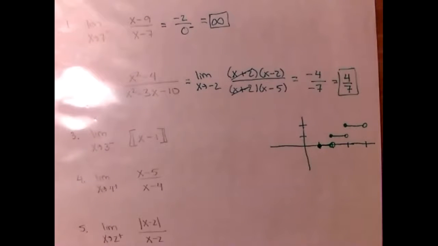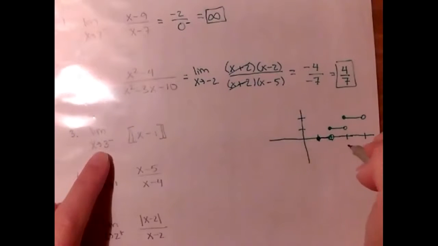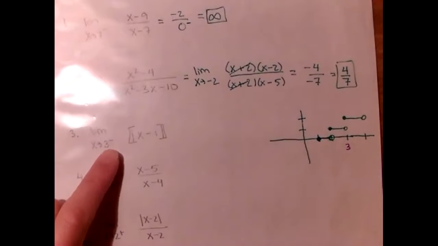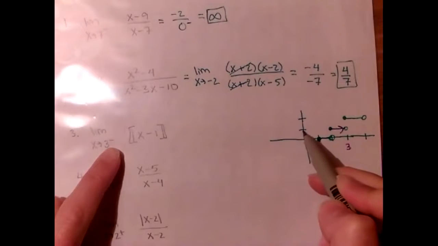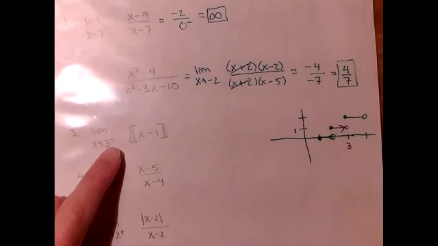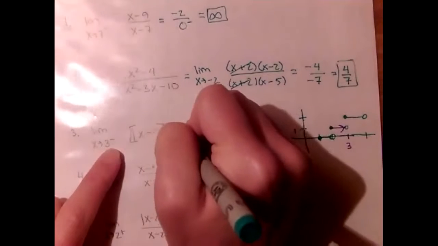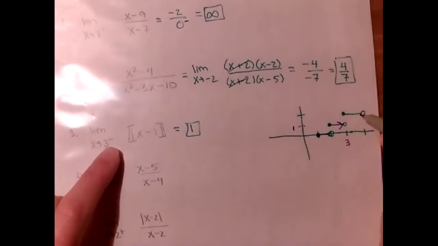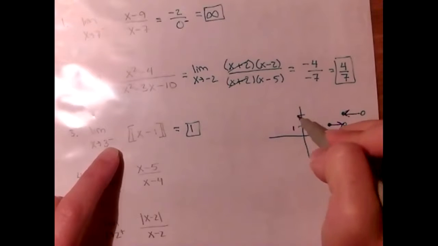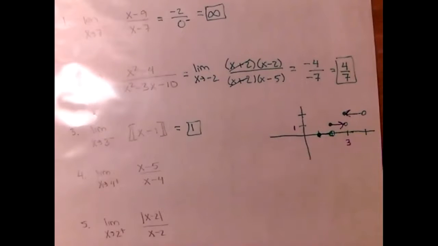And let me get another color here. We are approaching 3, which is right here. And we are approaching it from the left. So here is us approaching 3 from the left. I realize there's a hole there, but it doesn't matter. As we approach 3 from the left, that y value is 1. So this answer will be 1. If we were approaching 3 from the right, that would be this piece. We would be right here. And so that answer would be 2 if we were approaching from the other side.